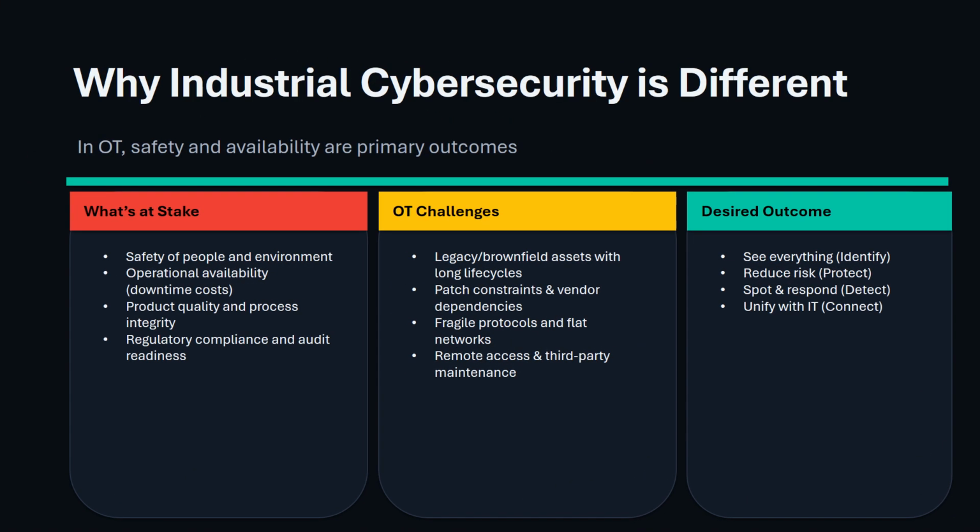In operational technology, safety and availability are top priorities. What's at stake? The safety of people and the environment, operational availability, product quality, and compliance. OT faces unique challenges, including legacy assets, patch constraints, fragile protocols, and remote access needs. The goal? See everything, reduce risk, respond quickly, and unify OT with IT.